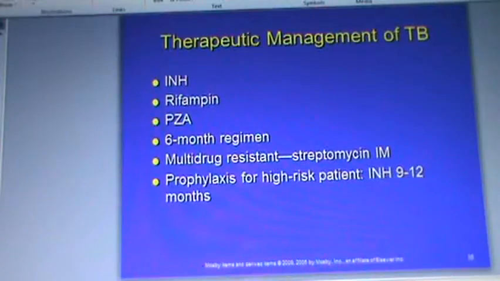It's treated with INH, rifampin, PZA. It's a 6-month regimen. For multi-drug resistant, streptomycin IM. Prophylaxis for a high-risk patient is INH for 9 to 12 months.